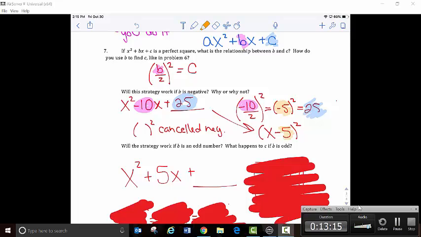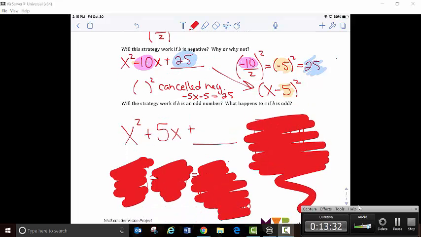And why did it work? Well, even though we had a negative, when we squared it, a negative times a negative, it canceled out. Negative 5 times negative 5 made a positive 25, so it still worked.